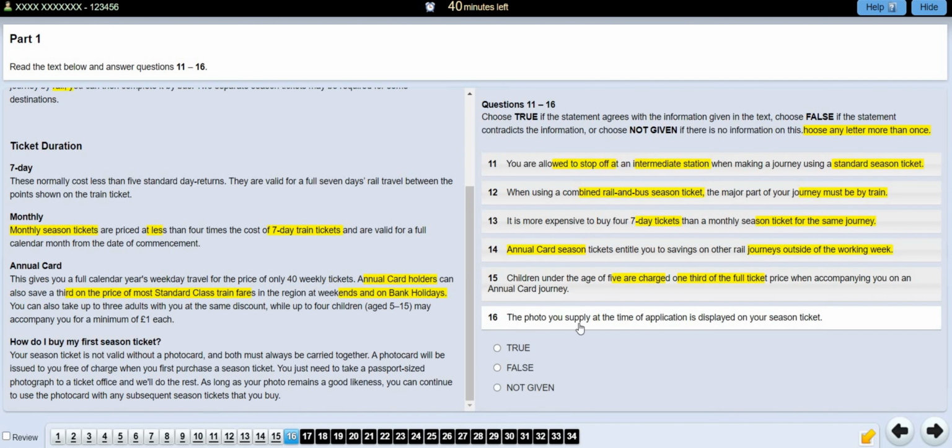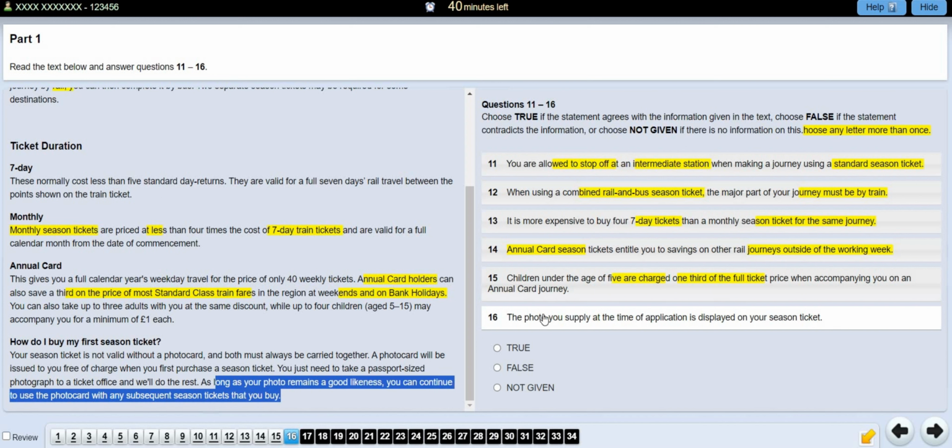Last, the photo you supply at the time of application is displayed on the season ticket. Your season ticket is not valid without a photo card, and both must always be carried together. A photo card will be issued to you free of charge. You must take a passport size photograph to the ticket office and we'll do the rest. As long as your photo remains a good likeness, you can continue to use the photo card with any subsequent season tickets you buy.